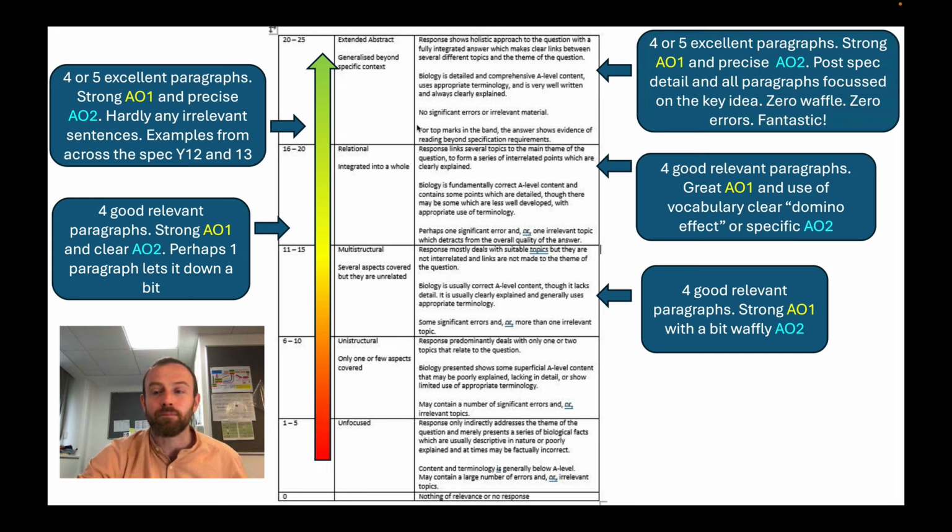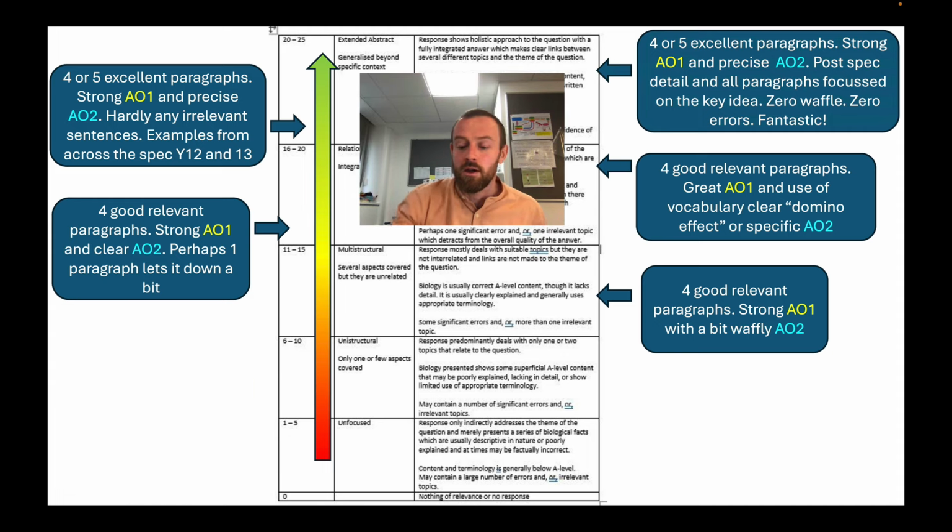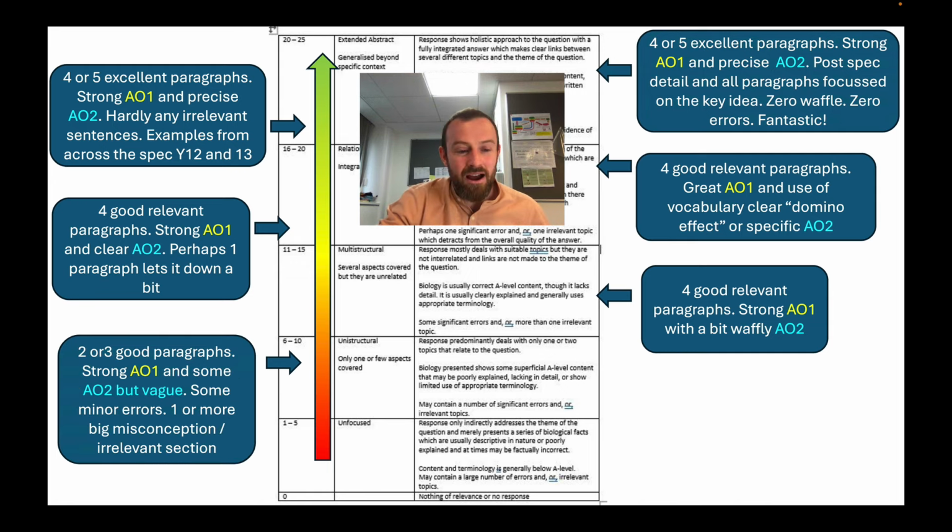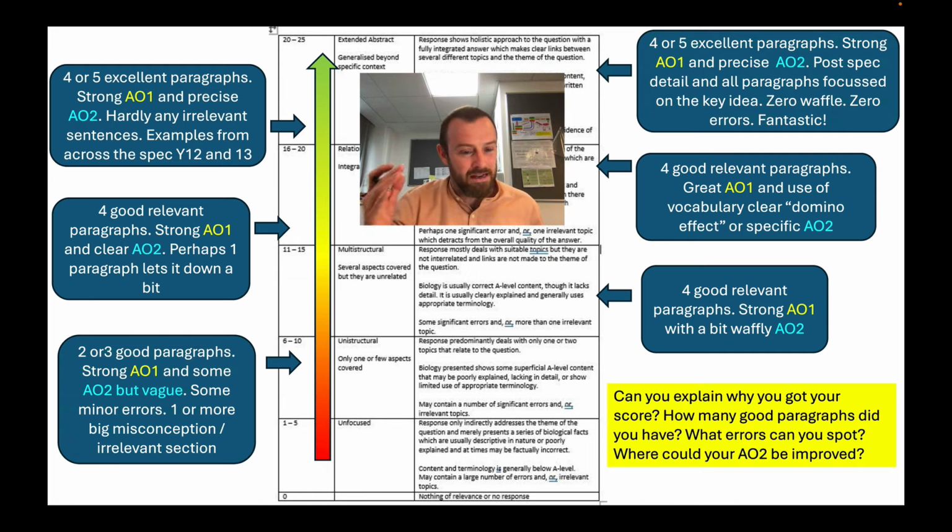Right at the top, you need zero waffle, very precise, and you need a little bit of post-spec stuff. In the paragraph that I'll show you again in a minute, there's a tiny bit of post-spec I put in about MHC class 2 proteins, and I think interleukins and cytokines is a bit beyond spec for AQA. It is on OCR. So maybe that might have got me up there, but I need some more. Down at the bottom, I'll let you read that.